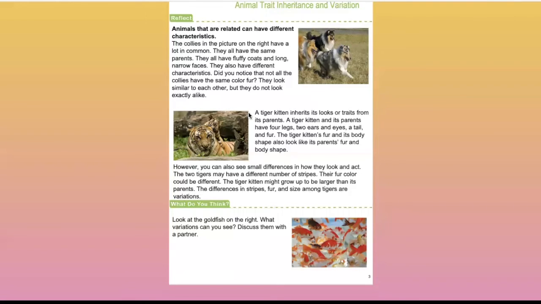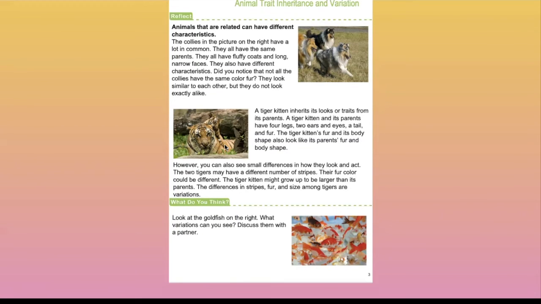A tiger kitten inherits its looks or traits from its parents. A tiger kitten and its parents have 4 legs, 2 ears, 2 eyes, a tail, and fur. The tiger kitten's fur and its body shape also looks like its parents' fur and body shape. Do you notice that the tiger kitten's fur and its body shape are similar to its parents' fur and body shape, including the pattern on their fur?